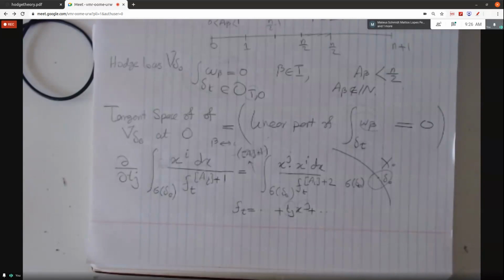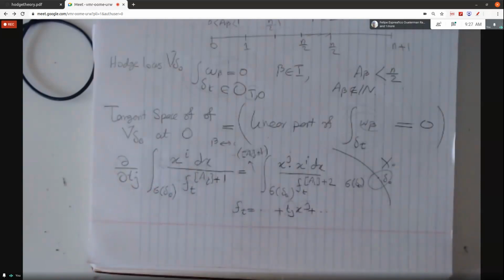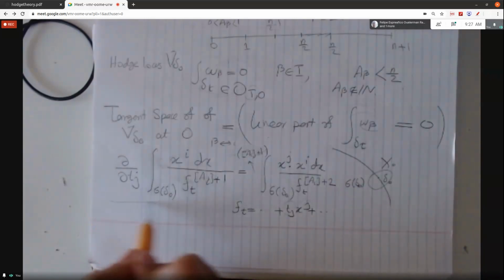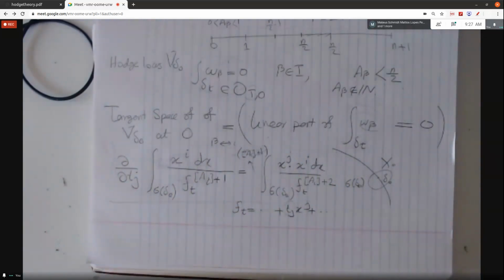So anyway, the moral of the story is that deriving this integral is not so difficult, and this is the heart of the proof, basically this one.